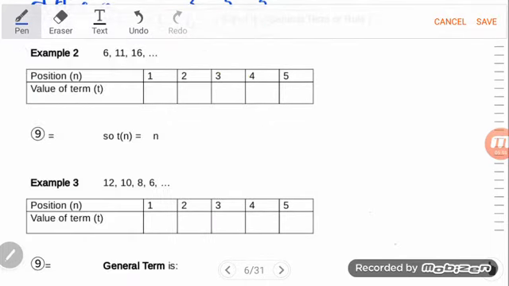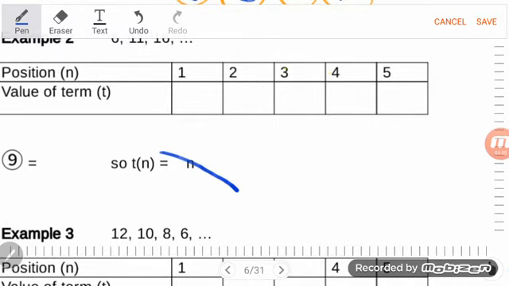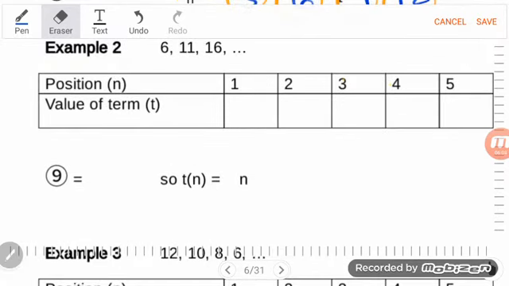Okay. So, here we have 6, 11, 16, and it continues on. So, step 1, fill in our table. We've already got position numbers up here, which is great. So let's just continue it on. The first one is 6. The second one is 11. The next one is 16. And we don't know the rest yet.